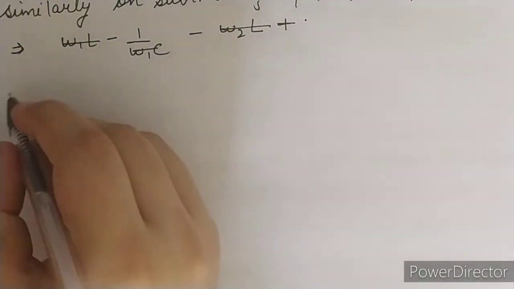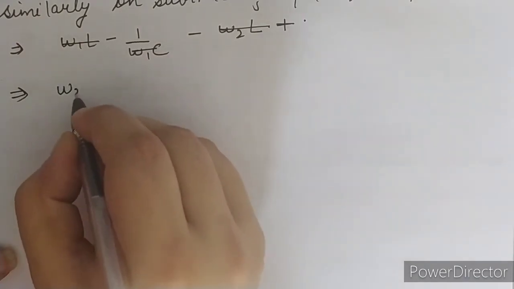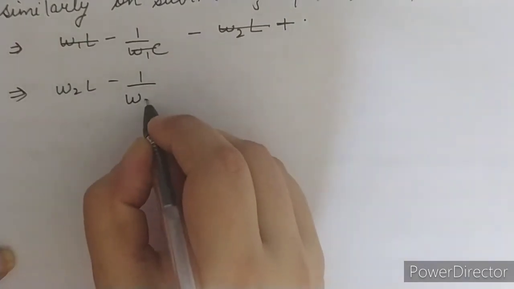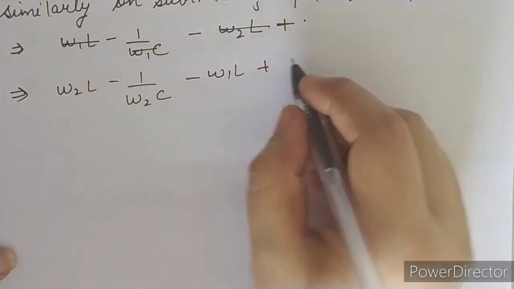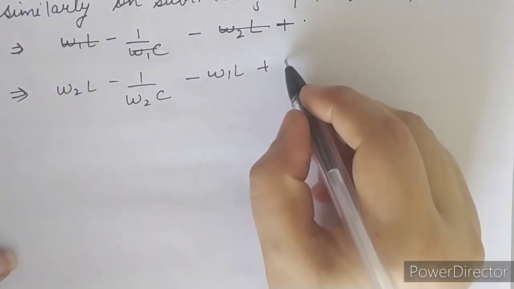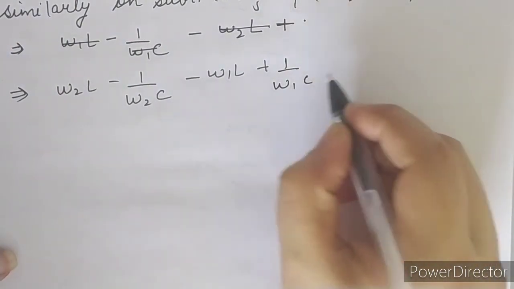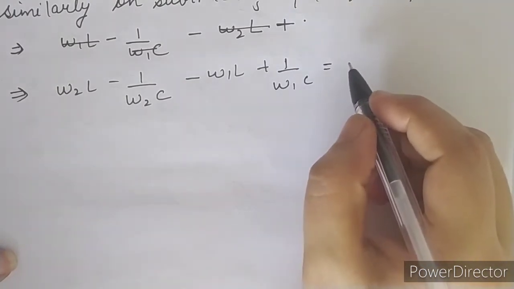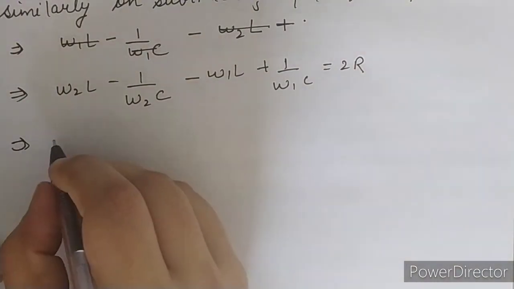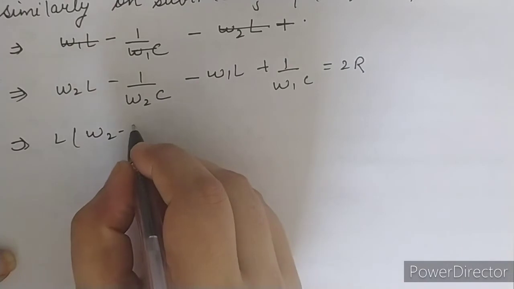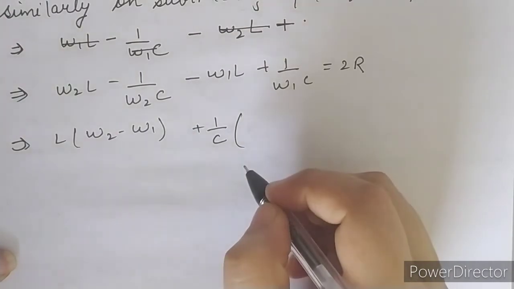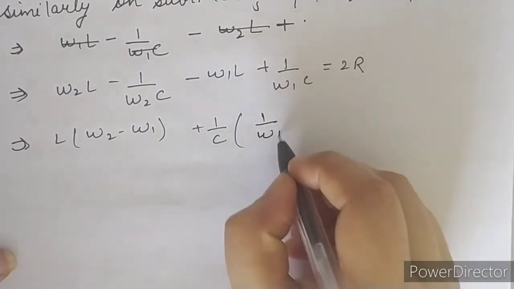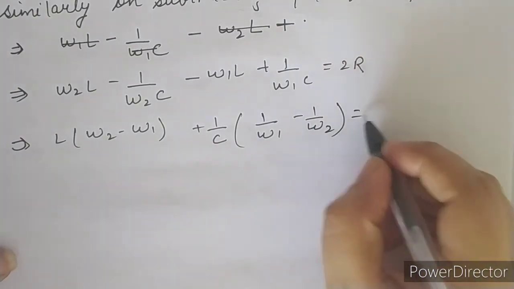We first write equation number 5, that is omega 2 L minus 1 upon omega 2 C, then minus omega 1 L minus 1 upon omega 1 C, which is equal to plus R minus minus R, that is 2R. Now I am taking L as common first, then it will be omega 2 minus omega 1, then taking 1 upon C in the plus form, it will be 1 upon omega 1 minus 1 upon omega 2, is equal to 2R.